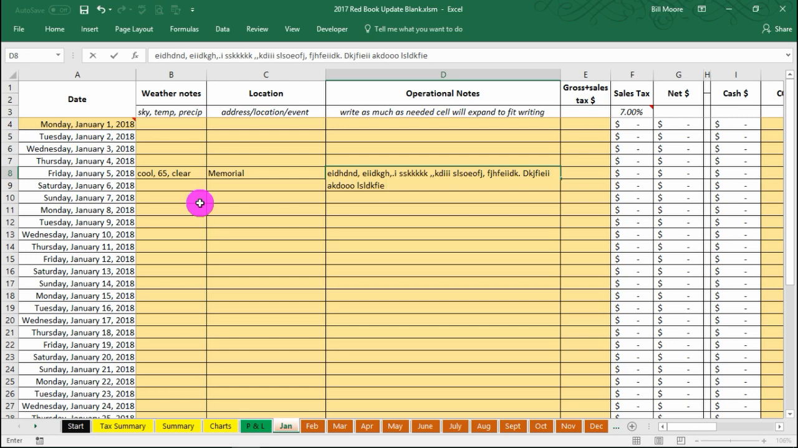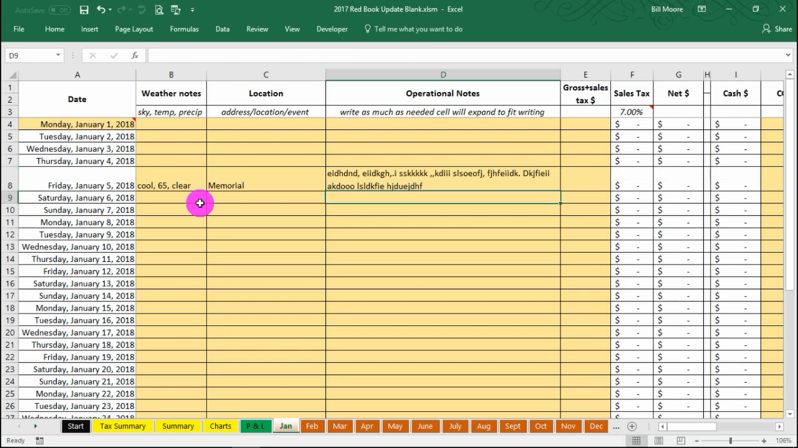Normally I put things such as how the traffic flow was going that day, if it was backed up, if there were a lot of birthday parties when I vend at parks. I sometimes will vend at a boat ramp, and I just note the traffic of the boats going in and out. Whatever you need to help you to remember what went on that day as you're reviewing your records.